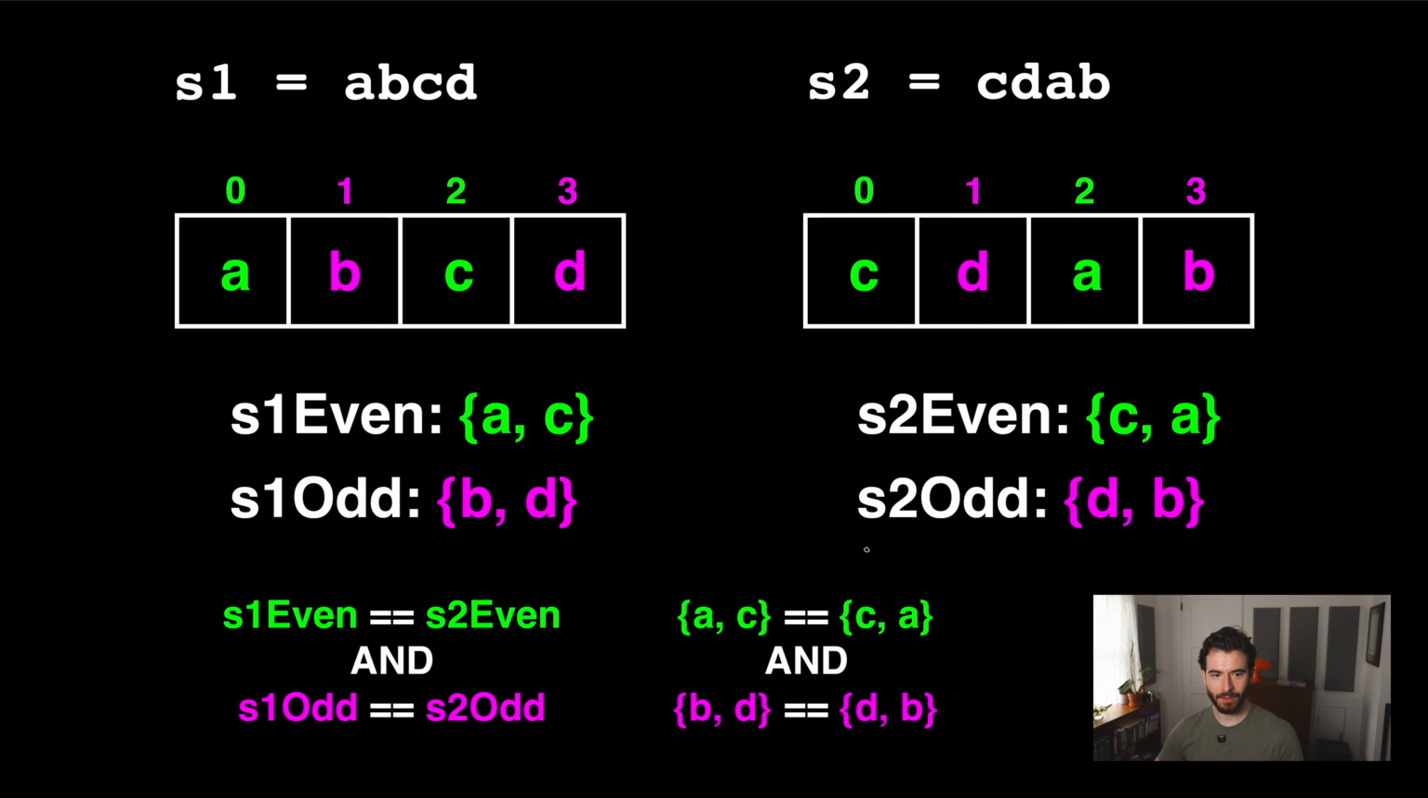And after substituting the characters at the array indices, we can see that the same two characters, A and C, appear in both even groups, and the same two characters, B and D, appear in both odd groups. And so because of that, we can return true.